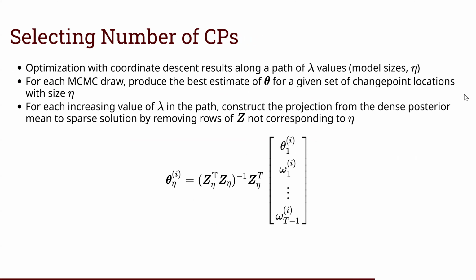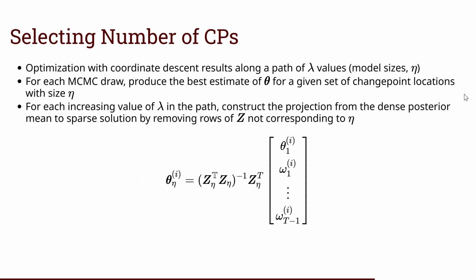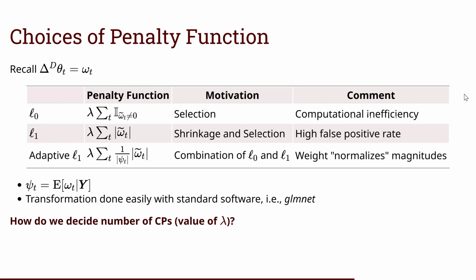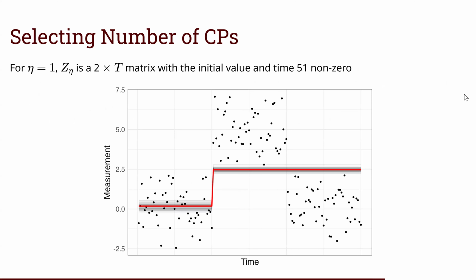I'm going to skip a lot of this, but essentially this is what it looks like. So when you do your lasso optimization, you have your tuning parameter, this lambda, right? How much shrinkage there is. Different values of lambda will correspond to different numbers of change points in your summaries. And so this is just projecting the posterior mean and some posterior samples to the space identified by the optimization that only has one change point.